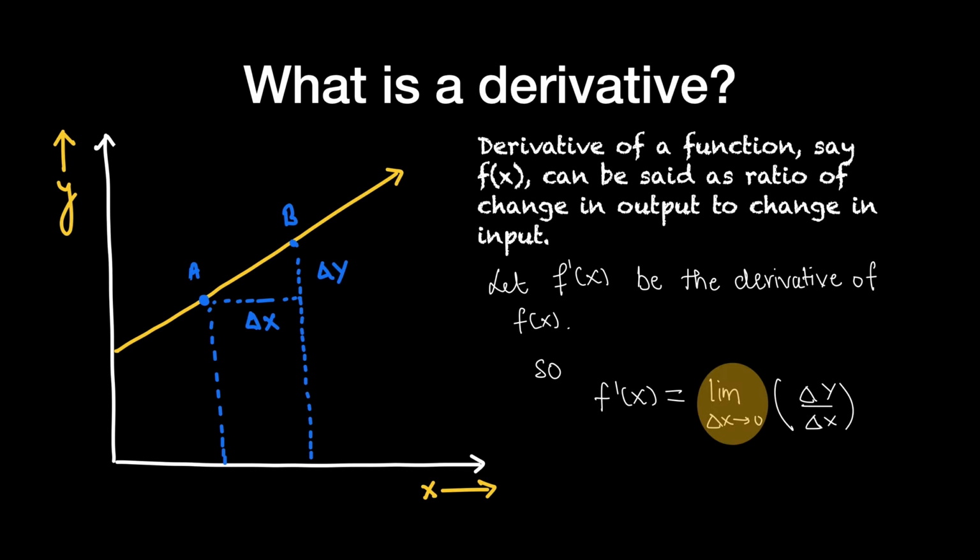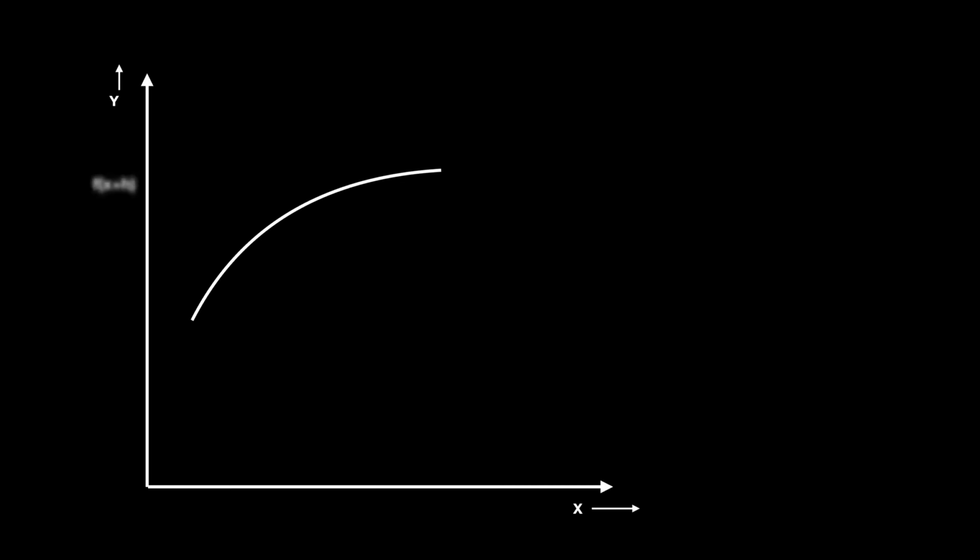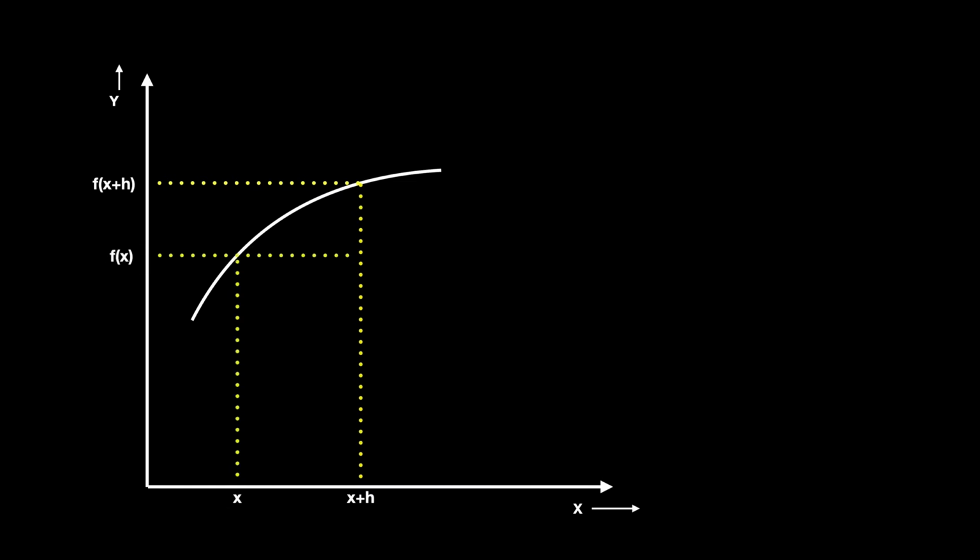Now that we have met the informal definition of a derivative, let's move to a bit more formal one. So take a look at this graph. Let's say this graph is of some function f of x, and I have this point f of x plus h on the y-axis corresponding to a point x plus h on the x-axis, and again I have a point f of x on the y-axis corresponding to a point x on the x-axis.